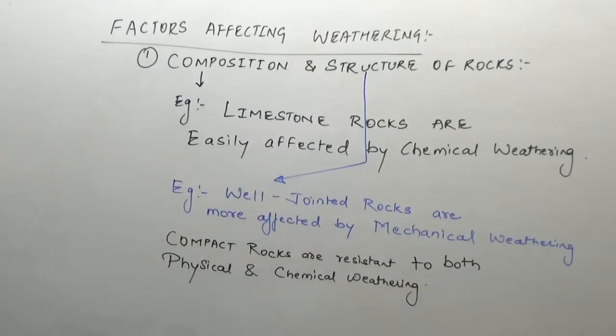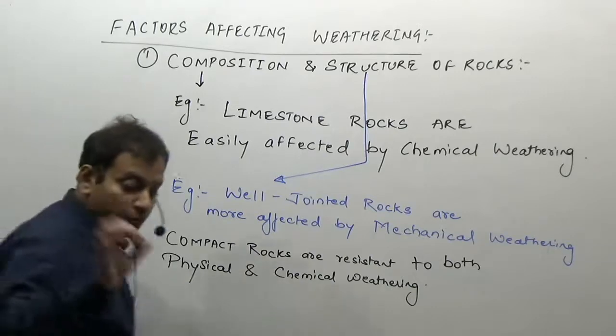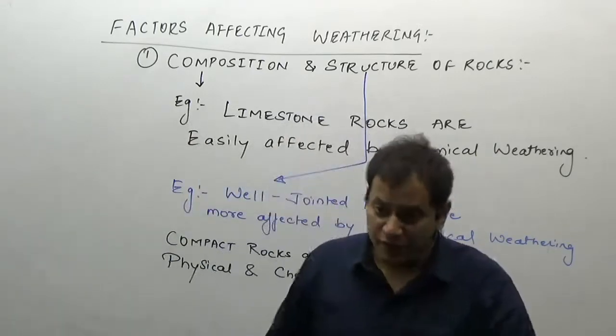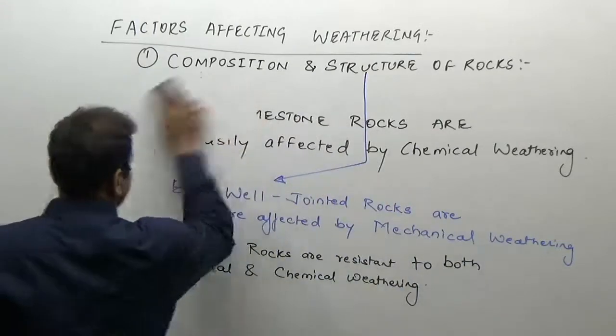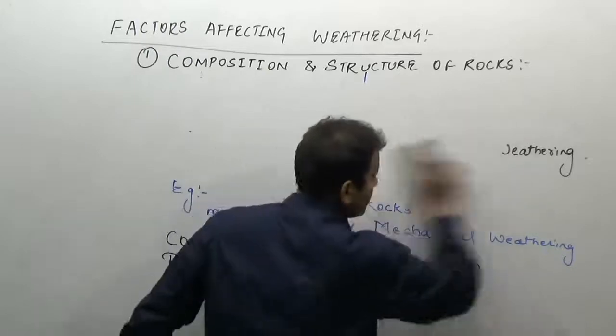So, composition and the structure of the rocks: for example, limestone rocks are easily affected by chemical weathering, well-jointed rocks are more affected by mechanical weathering, and compact rocks are resistant to both physical and chemical weathering. This is how the composition and the structure of the rock will affect the weathering. Now the second, one of the more important factors here, or in fact you can say it is one of the most important factors in the process of weathering, is the climatic variations.